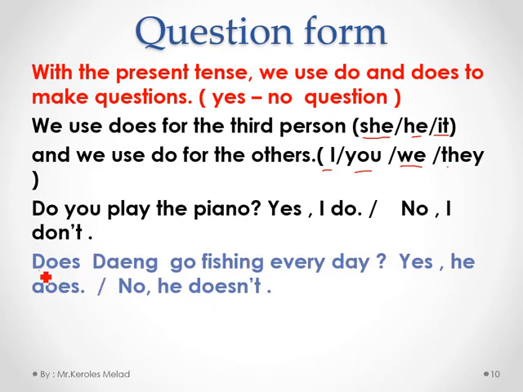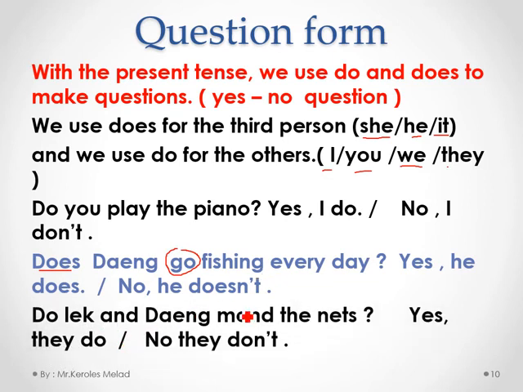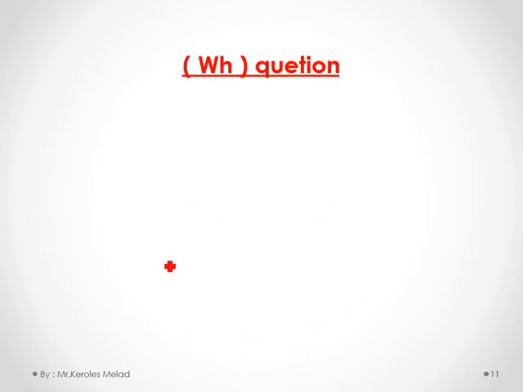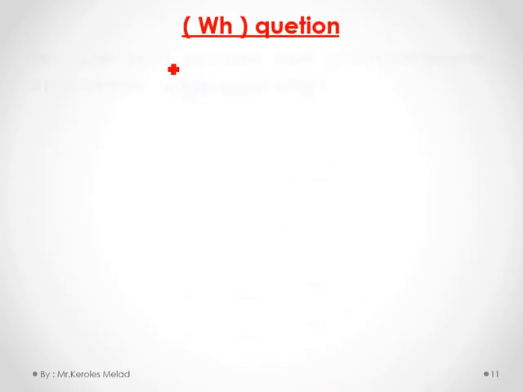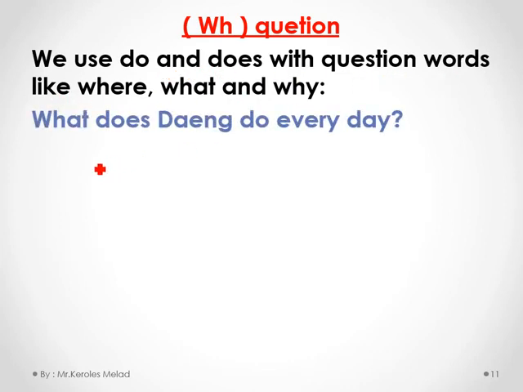Notice that after does we put the third person. Then the verb will be in the infinitive case. Then we will complete our sentence. Do Lick and Ding mend the nets? Yes, they do. No, they don't. WH question. We use do and does with question words like where, what, and why. For example, what does Ding do every day?